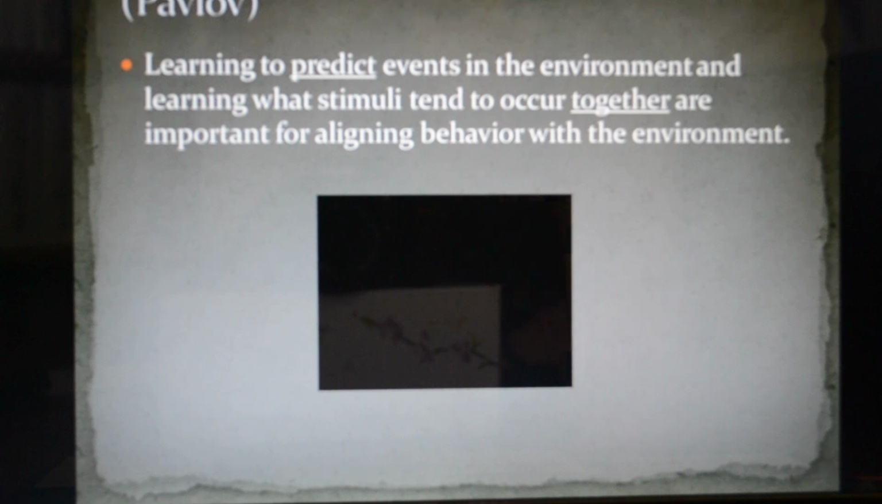Behavioral and social learning, learning to predict events in the environment and learning what stimuli tend to occur together, are important for aligning behavior with the environment. Here's another real-world example of classical conditioning.